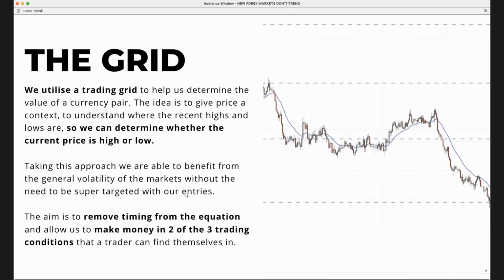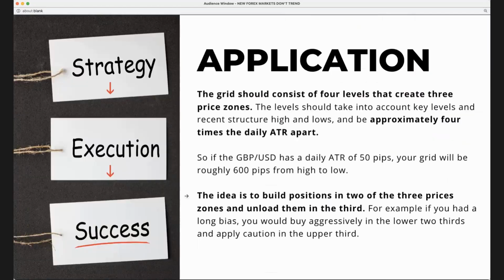Does anybody know what they are? What are the two of the 3 trading conditions? We've got trending, we've got consolidation, we've got reversal. So we'll make money if the market's trending, we'll make money if the market's consolidating, and we will mitigate our risk if the market is reversing.